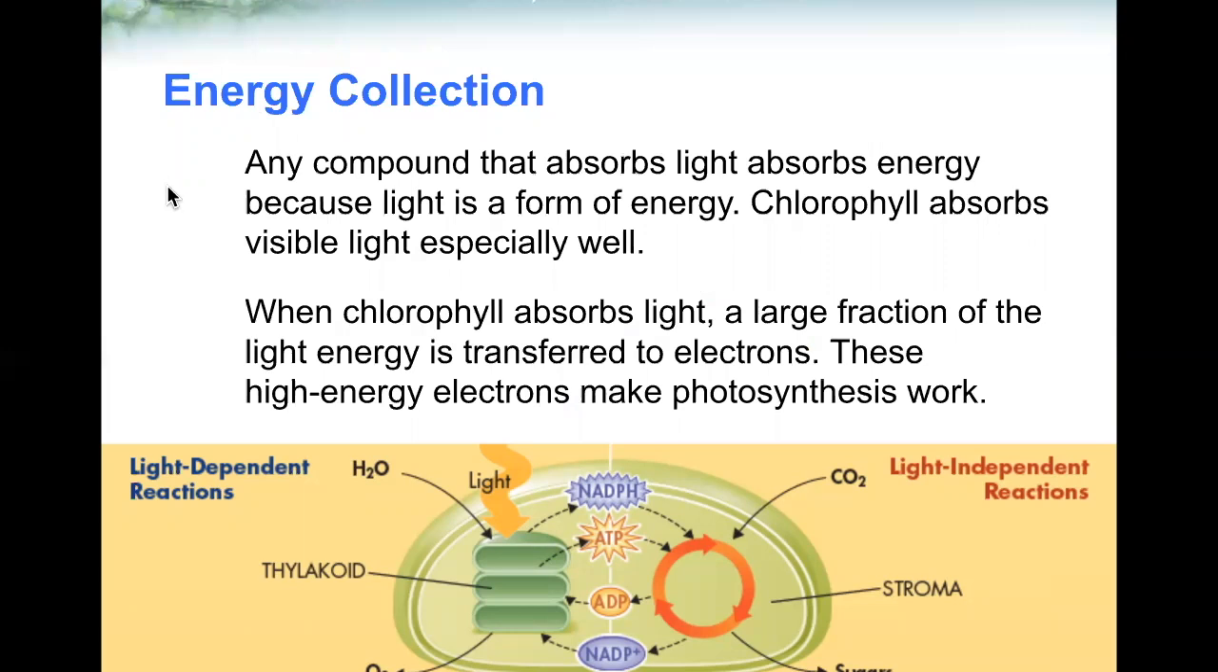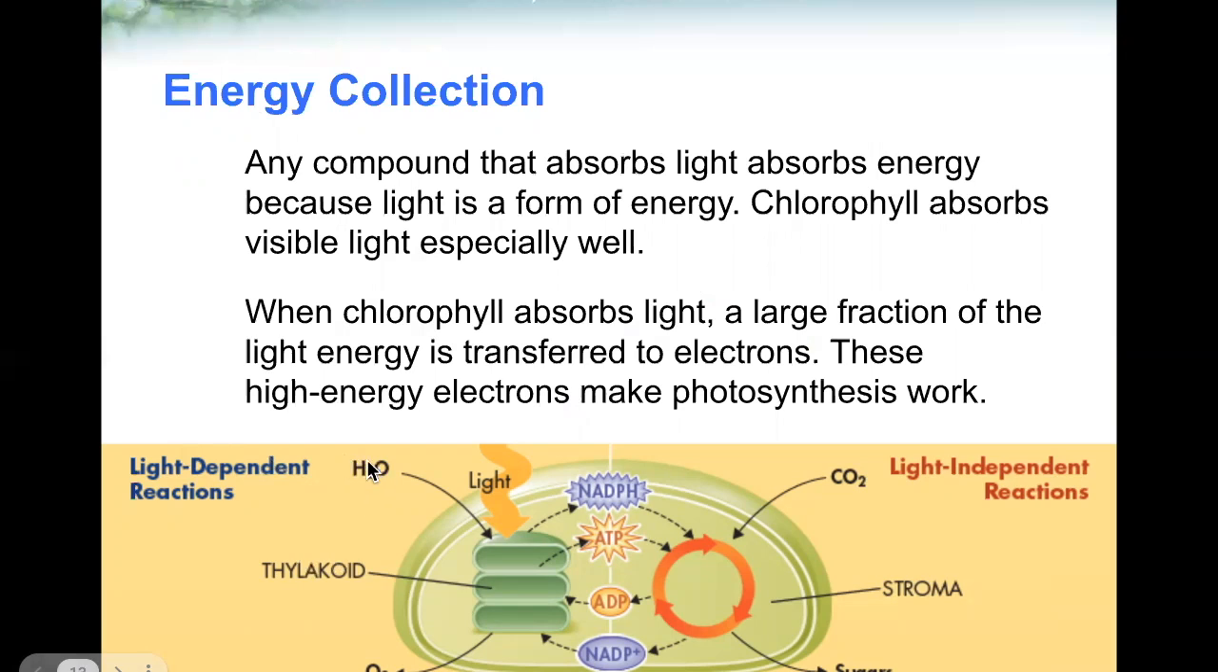Any compound that absorbs light absorbs energy because light is a form of energy. Chlorophyll absorbs visible light especially well. When chlorophyll absorbs light, a large fraction of the light energy is transferred to electrons. These high energy electrons make photosynthesis work.